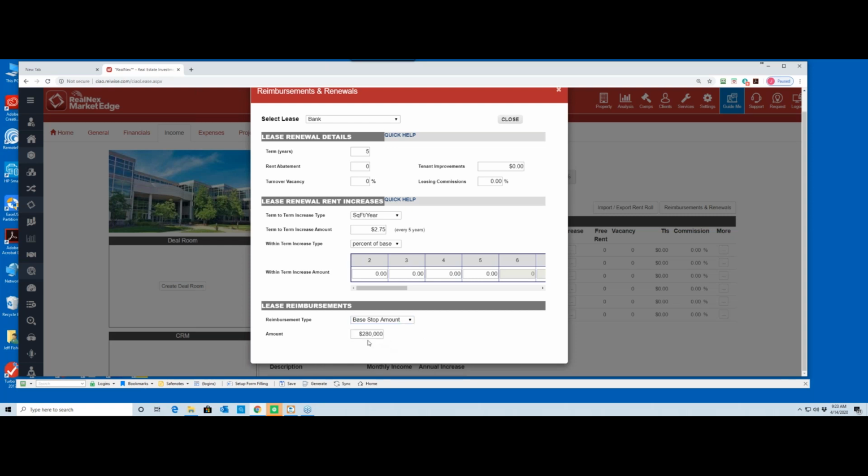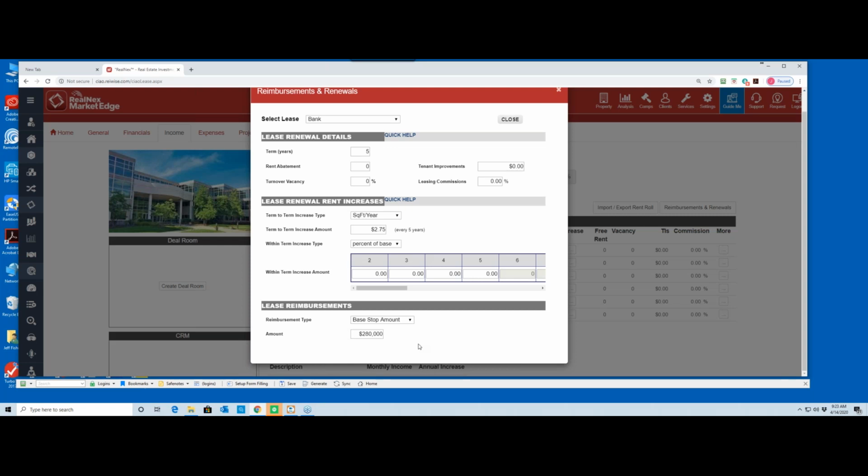Okay, and my base stop amount is $280,000. So the idea there is the owner is going to pay the first $280,000 in expenses, and that would be what the expenses would be based on the square feet that they have. Anything above the $280,000 is going to be passed through to the tenant.